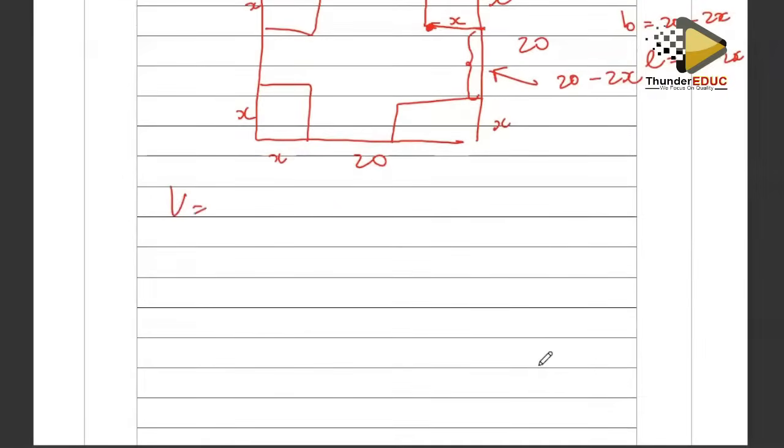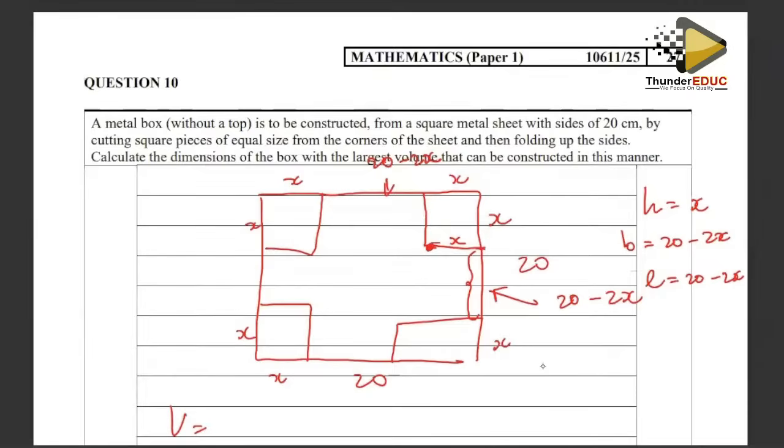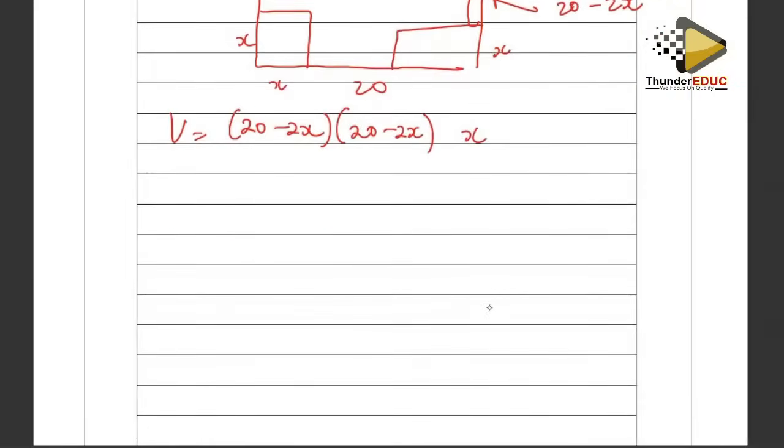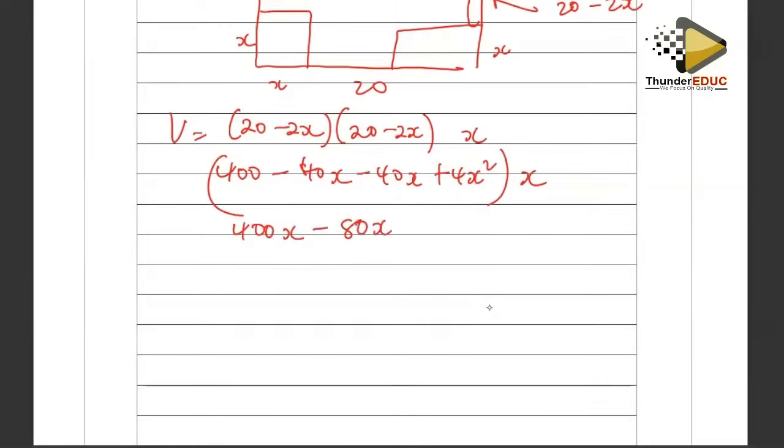Then volume, because the question is asking for the dimensions that will give us the biggest volume. So let's get the volume. So it's going to be 20 minus 2x, 20 minus 2x multiplied by x. Opening this, it's going to be 400 minus 40x minus 40x plus 4x squared. Okay, so that becomes 400x minus 80x squared, and then plus 4x cubed. So this is our volume.